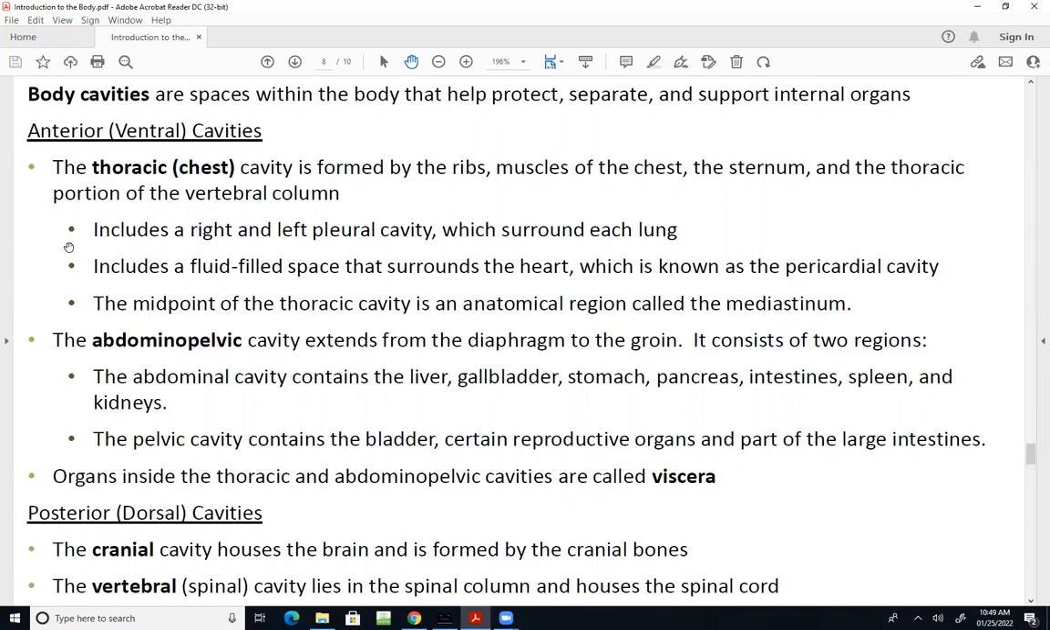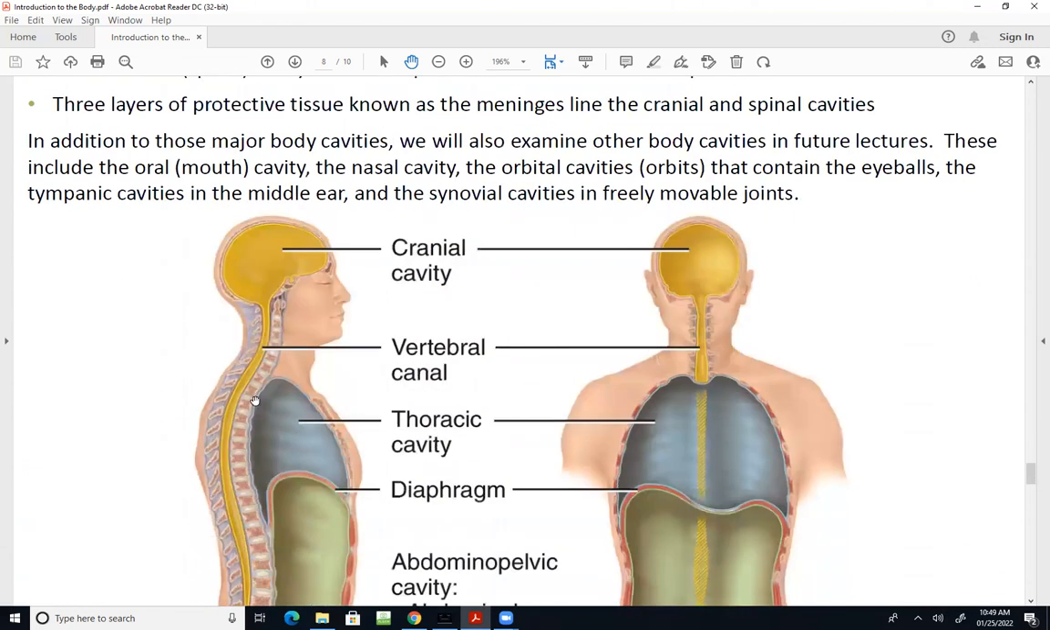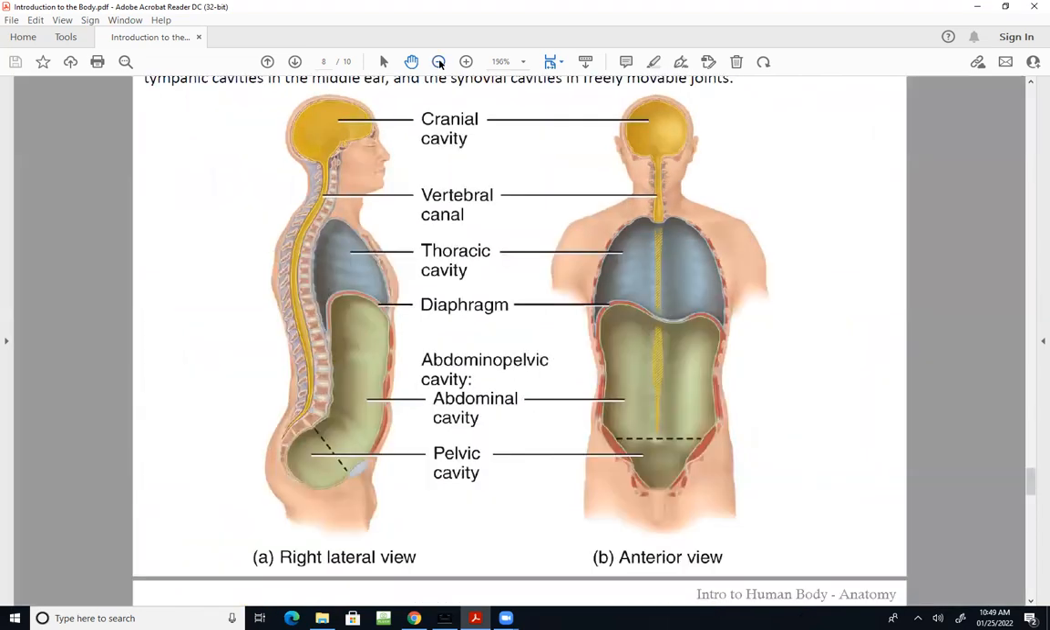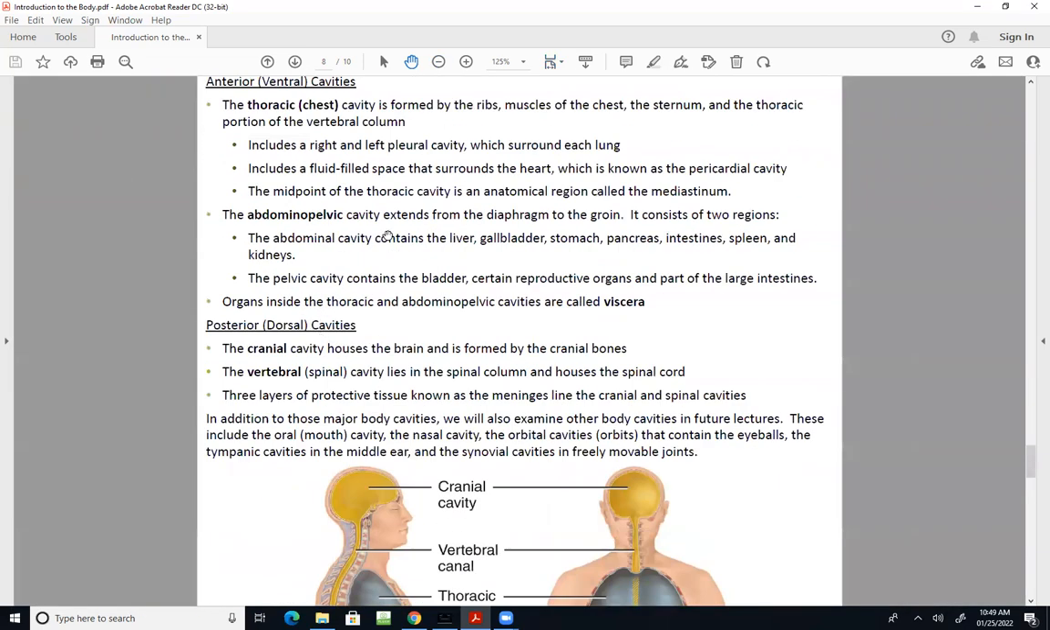Okay. We can break our cavities down into whether they're anterior or ventral and whether they're posterior or dorsal. As we just learned those terms, anterior means towards the front of the body, posterior means towards the back. Two major anterior cavities are the thoracic and the abdominal pelvic cavities. Very large cavities, especially the abdominal pelvic, which is the largest of the body.